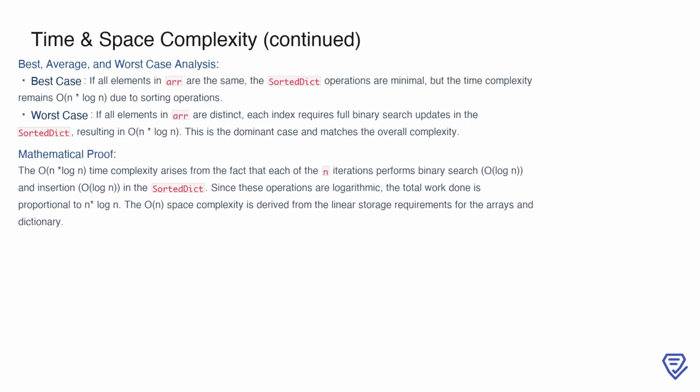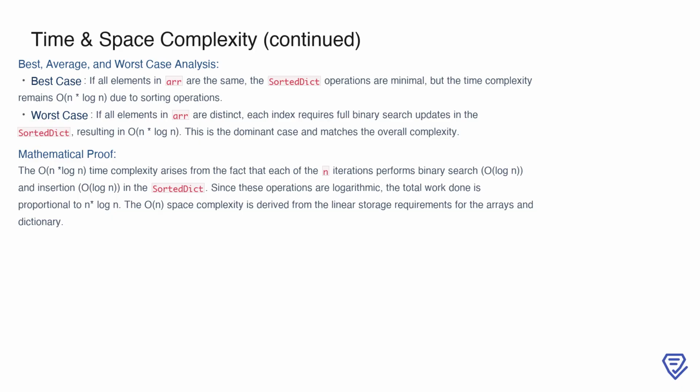Finally, let's discuss the best, average, and worst case scenarios for this algorithm. In the best case, where all elements in ARR are identical, the operations on the sorted dict are minimal, but the time complexity remains O(n*log n) due to the inherent sorting operations. In the worst case, where all elements in ARR are distinct, each index requires full binary search updates in the sorted dict. This scenario also results in O(n*log n) time complexity, which is the dominant case and matches the overall complexity of the algorithm.